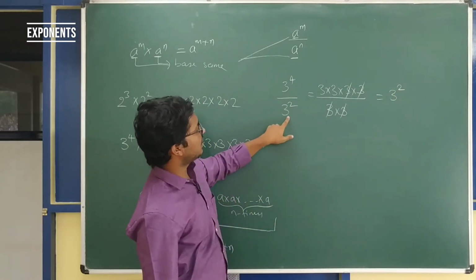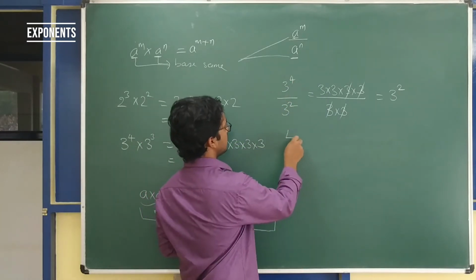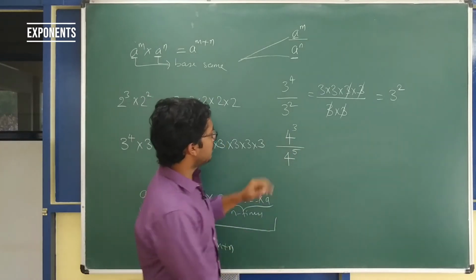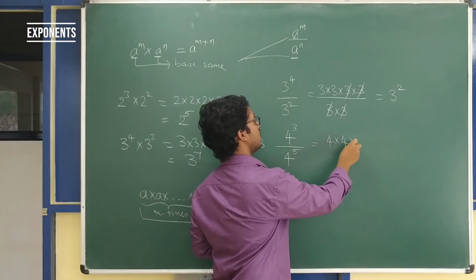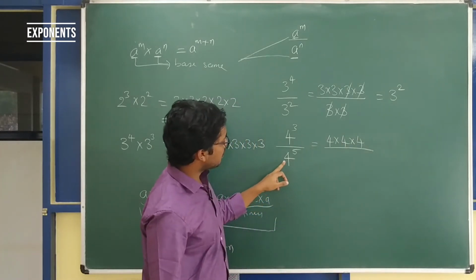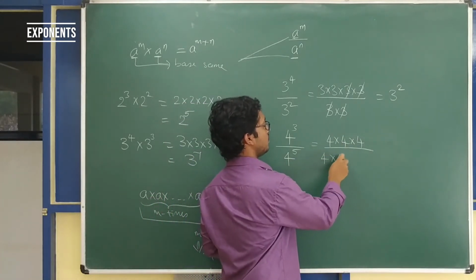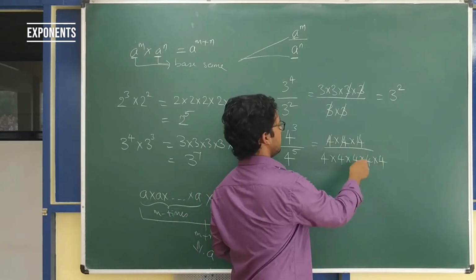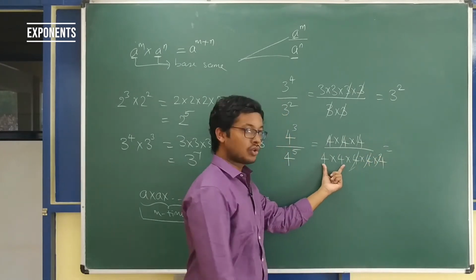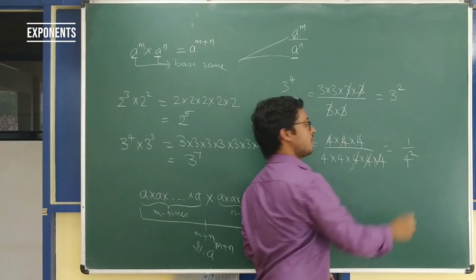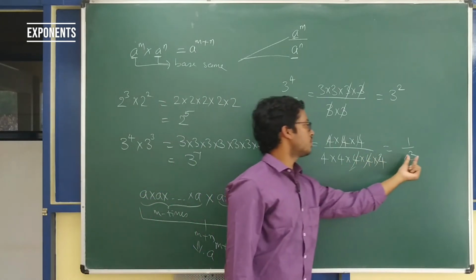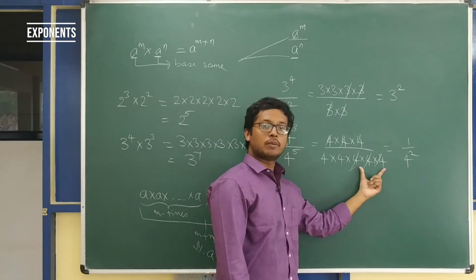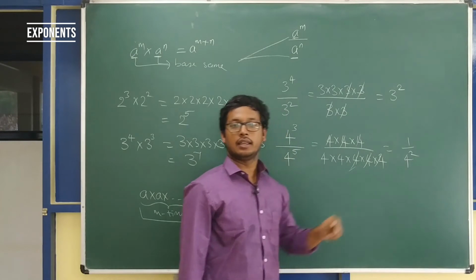Curious case: if the denominator is greater than the numerator, what happens? Let's take another example: 4 raised to 3 divided by 4 raised to 5. Here we are multiplying 4 three times, so it will be 4 into 4 into 4, divided by 4 multiplied 5 times, so 1, 2, 3, 4 and 5. What happens here? These 3 and these 3 get cancelled, so again 2 4's remain. So this will be 1 by 4 raised to 2. How did we get this 2? There were 5 4's, out of which 3 got cancelled, so 2 more 4's remain in the denominator.